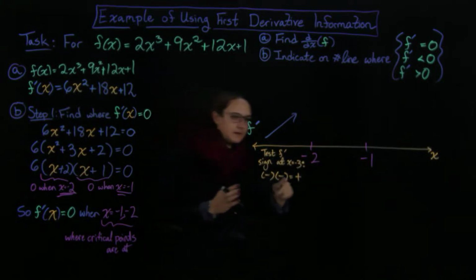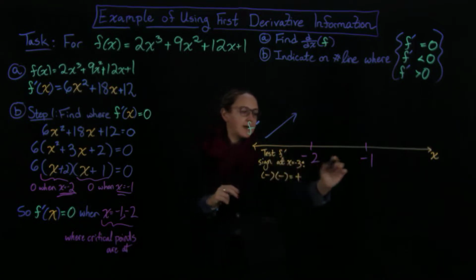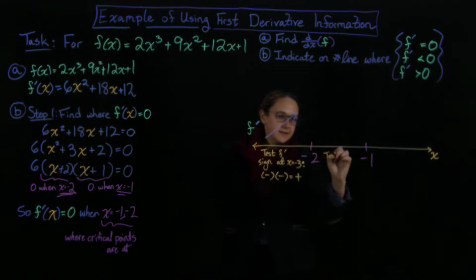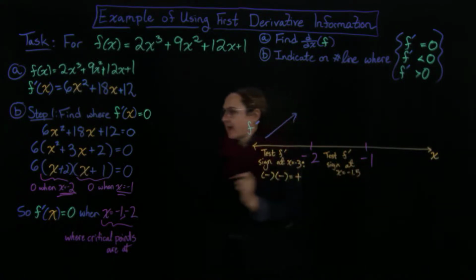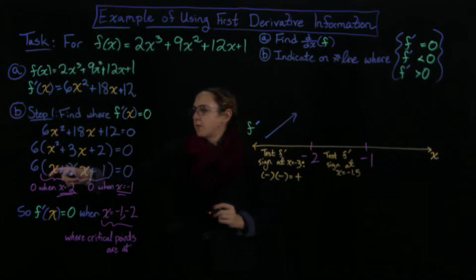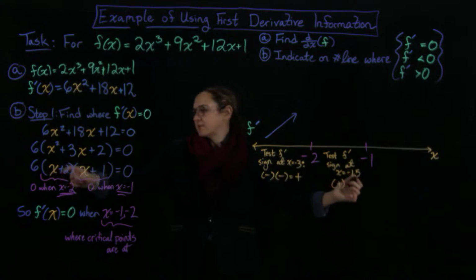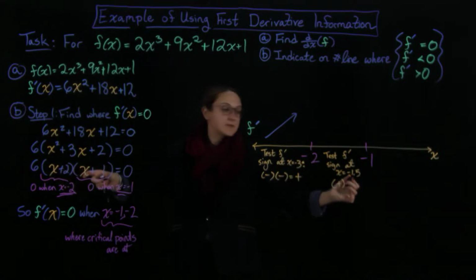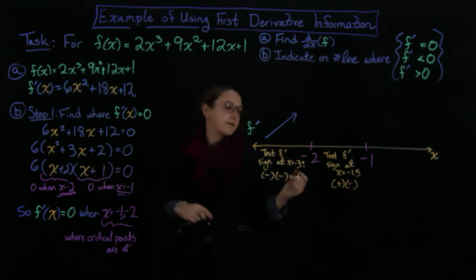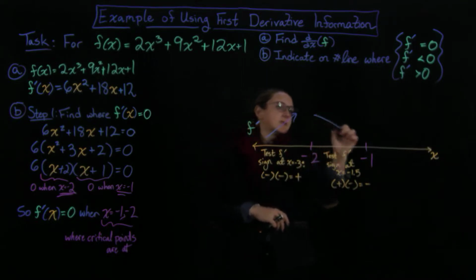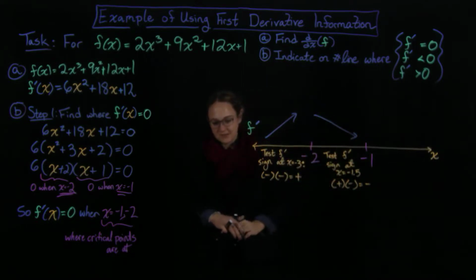Now I am going to look at what happens here. I'm going to test something between these two, so at -1.5. So now we're going to test the f prime sign at x equals -1.5, and let's see what happens. If I put -1.5 into here, I'm going to get something positive, because -1.5 is smaller than 2, so it's not enough to bring it down to negative. This one does become negative, like -0.5. So this is actually going to be negative. So my function is going to be going down there.